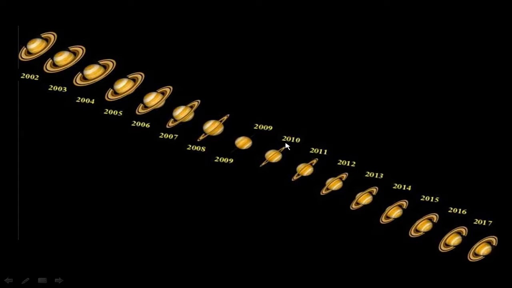And then from that point, over the next 8 years or so, Saturn will again approach solstice in the year 2017, at which point it will be at its brightest, and we'll be able to see the ring system at its best possible clarity.